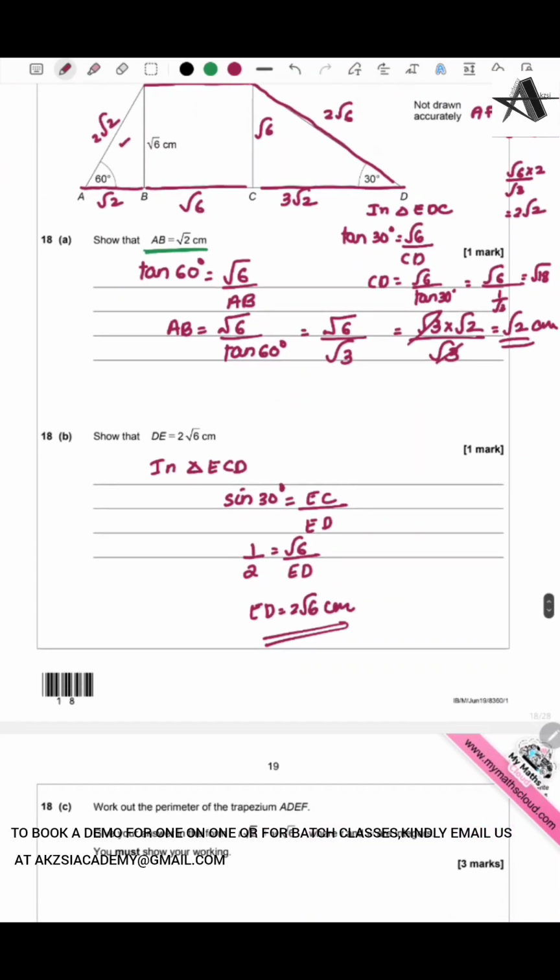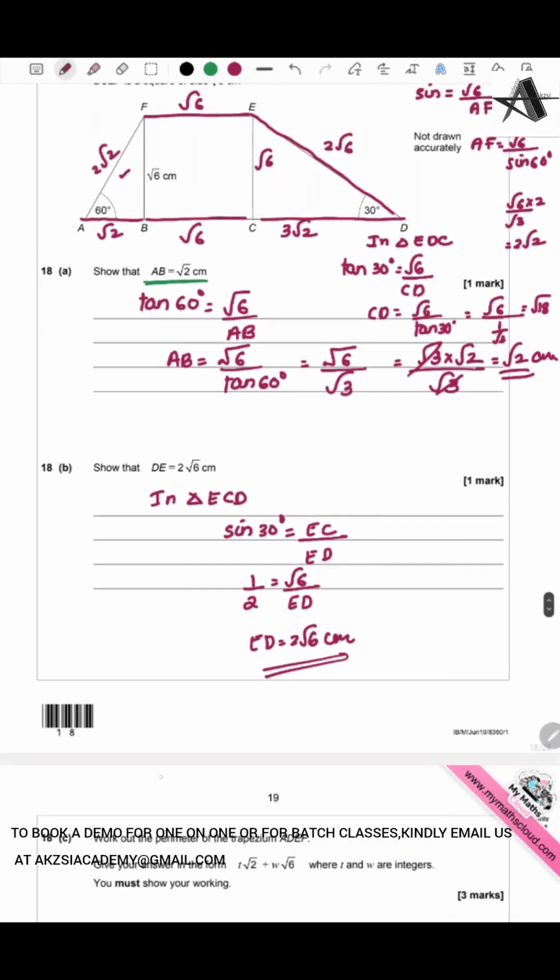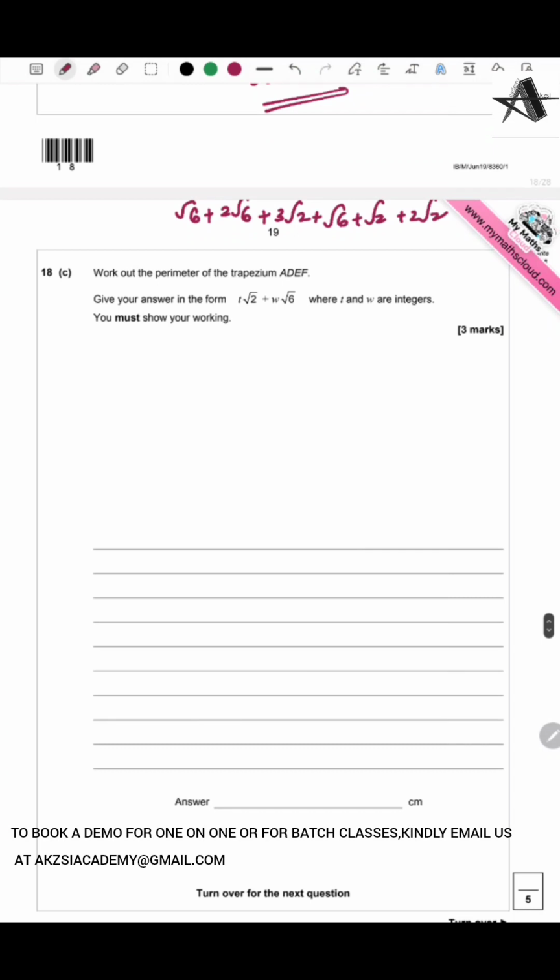So the final perimeter is going to be the sum of all these. That means root 6 plus 2 root 6 plus 3 root 2 plus root 6 plus root 2 plus 2 root 2. So I need to add all the root 2's and root 6's. Root 6 plus 2 root 6 plus root 6, the answer is 4 root 6. 3 root 2 plus root 2 plus 2 root 2 is 6 root 2. So this is how we can write our final answer in this format.